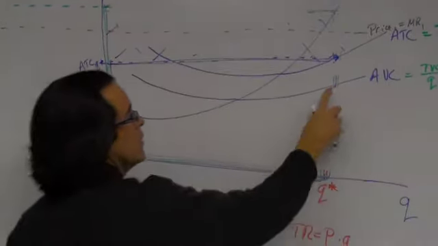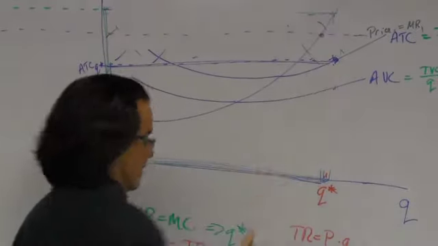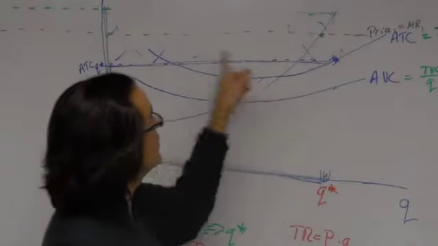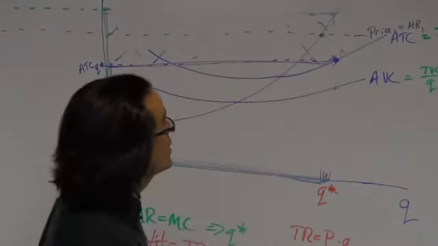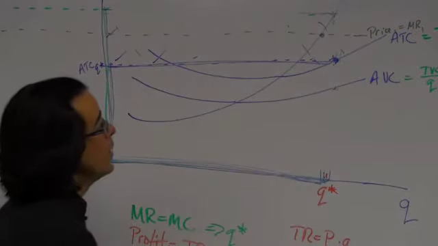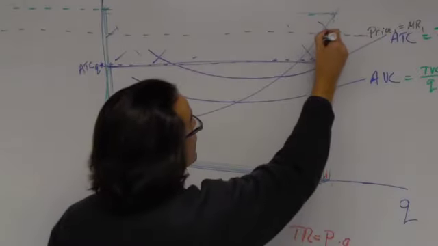So we have to follow our recipe again. The rule says where marginal revenue and marginal cost intersect, where they're equal, marginal revenue equals marginal cost, gives us our new profit maximizing level of output for the firm.